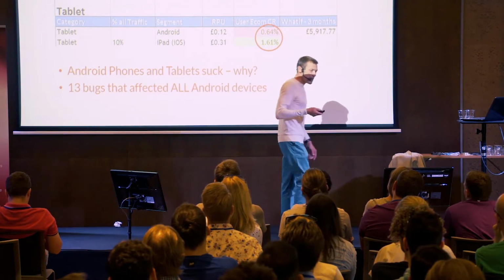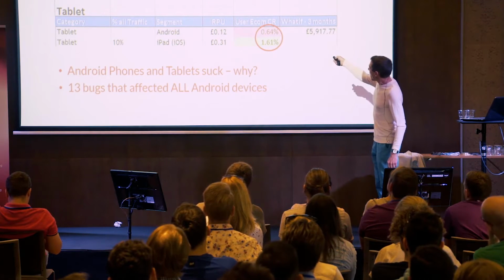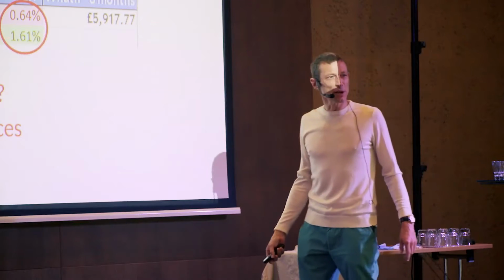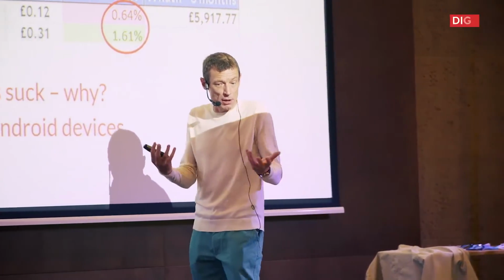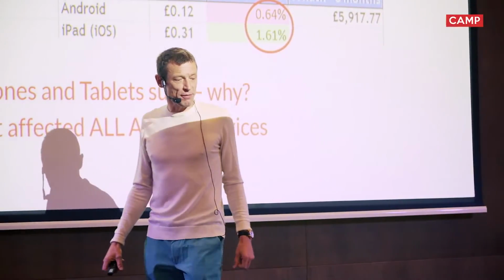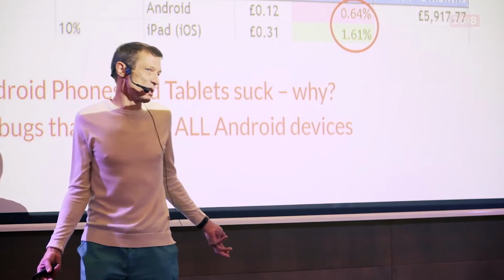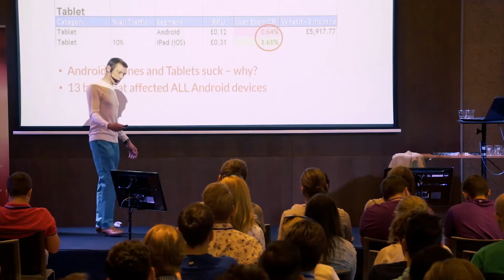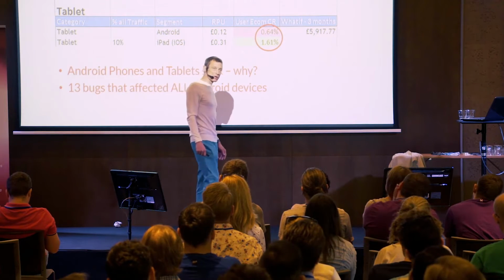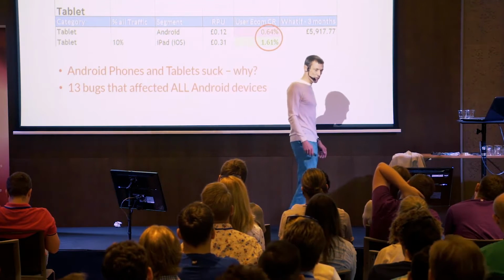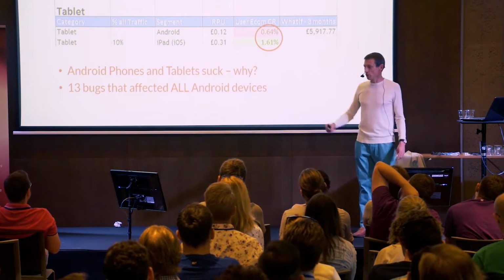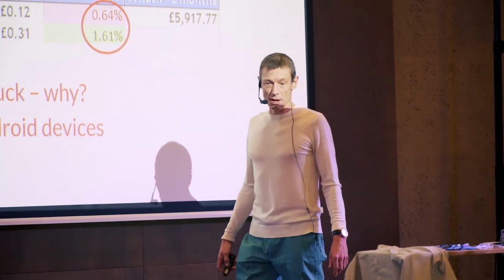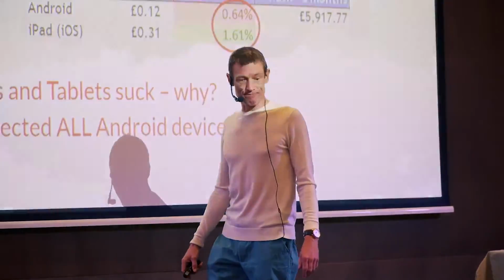But what's going on there? Why would Android mobiles be half the conversion of iOS? Is it because it's a socioeconomic factor? No, it's because it's broken and has 13 bugs on it. So we fixed the 13 bugs and the conversion rate's almost the same now. Go figure. And see all that money on the right-hand side, they're getting a lot more than that right now. And it hardly cost them anything.